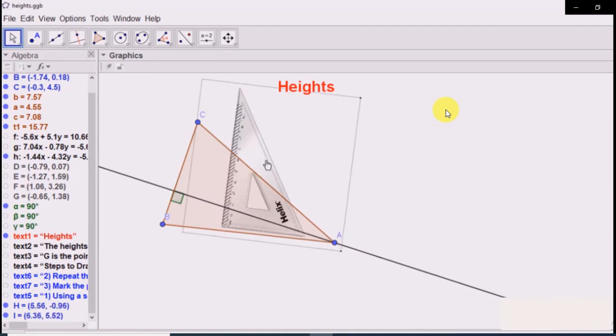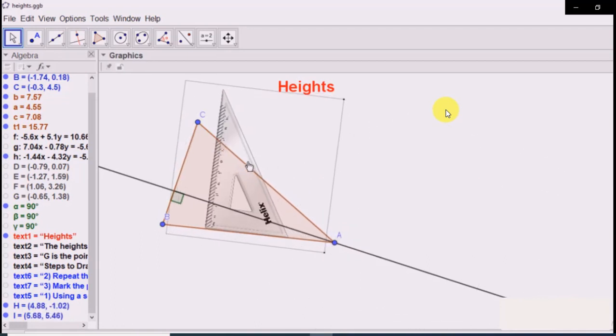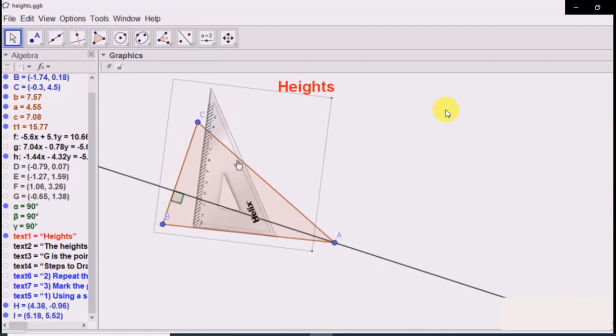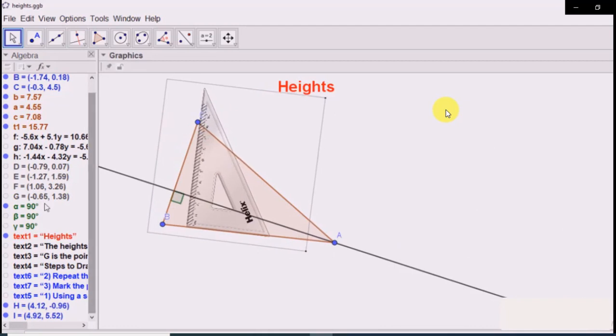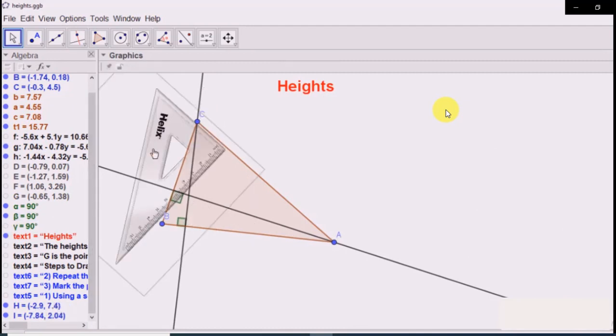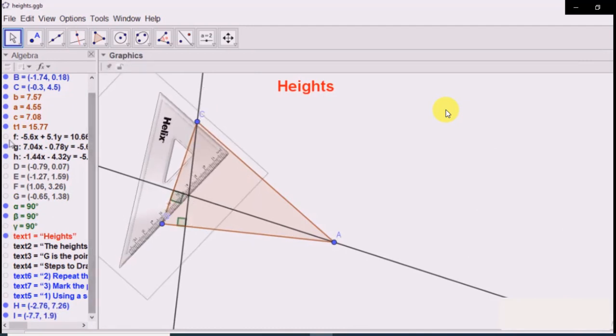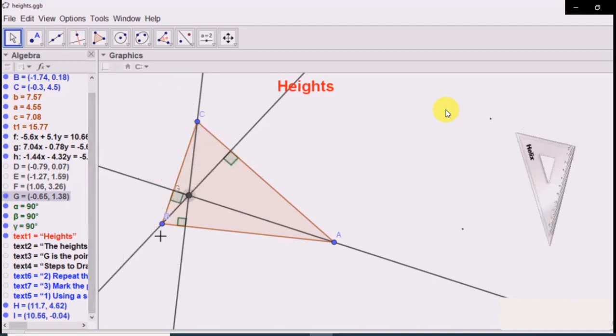Now we want to draw the height relative to BA. The same way, we move the set square till we reach C. We draw a line from C to BA, which is the height. In the same way we draw the height relative to AC. G is the point of intersection of the three heights. The three heights intersect in one point.